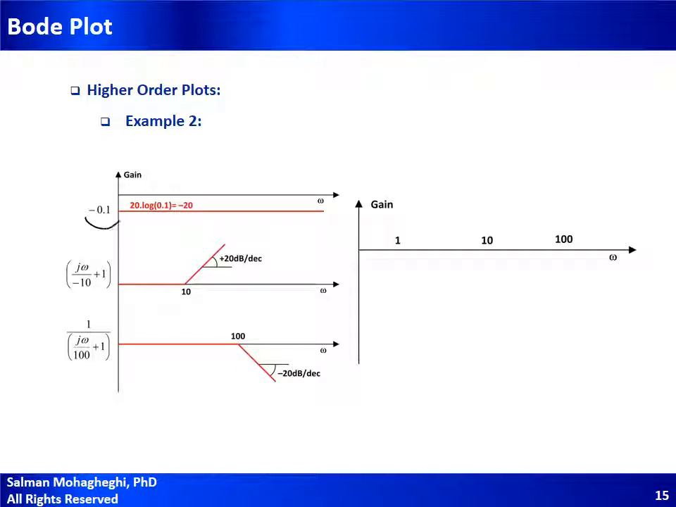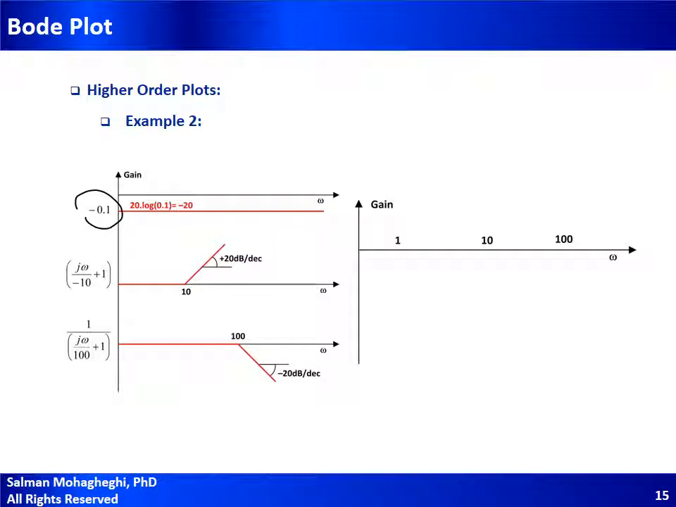So the DC gain here is negative 0.1. The gain is going to be 20 log of 0.1. Again, I repeat that you look into the log of the absolute value of the gain. So the absolute value of negative 0.1. Log of 0.1 is negative 1, so that gain value is going to be negative 20.